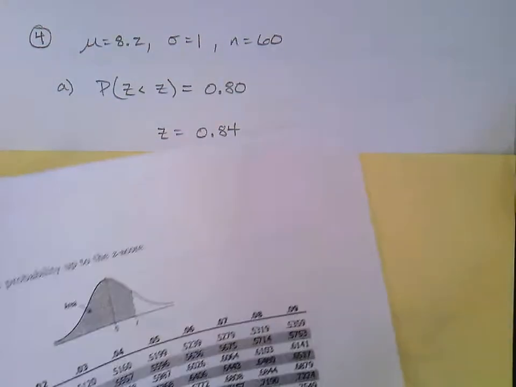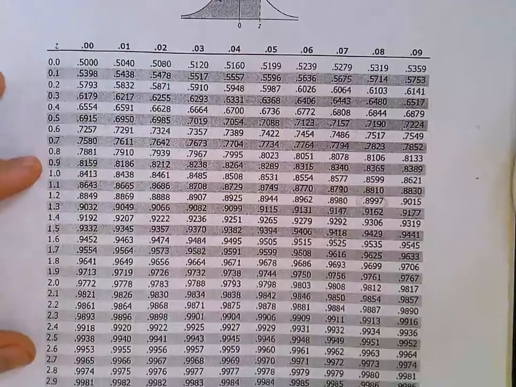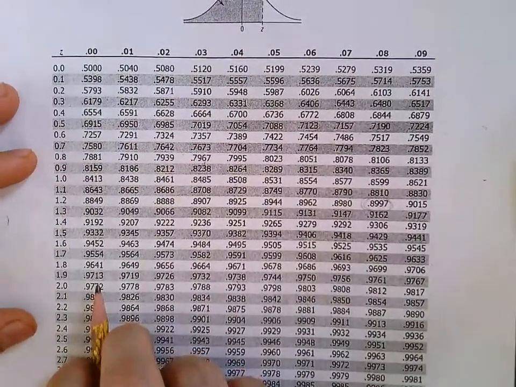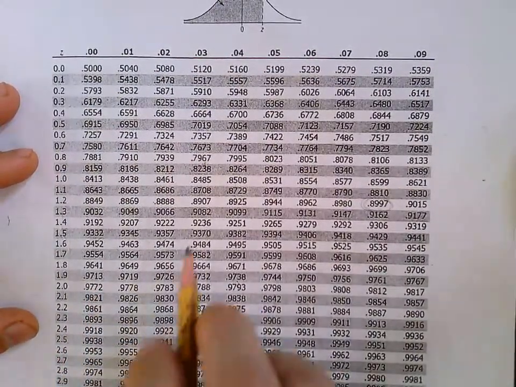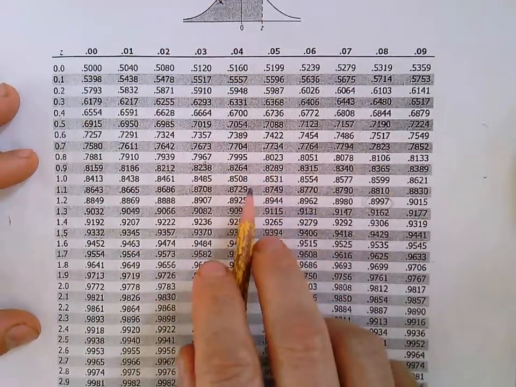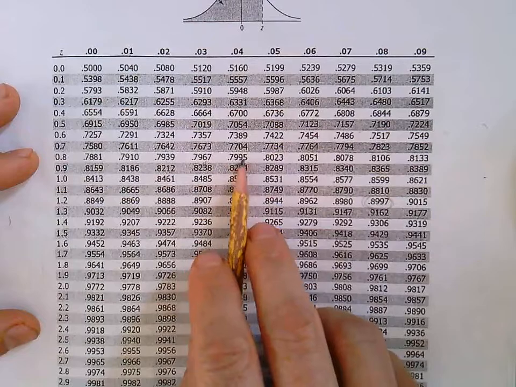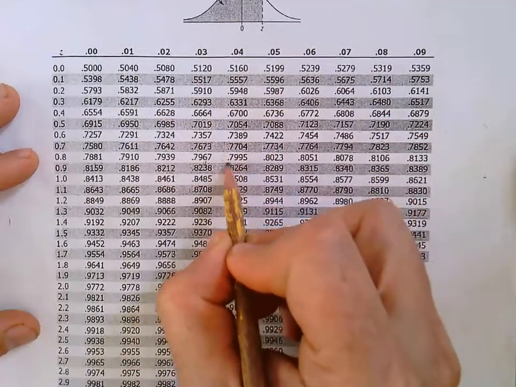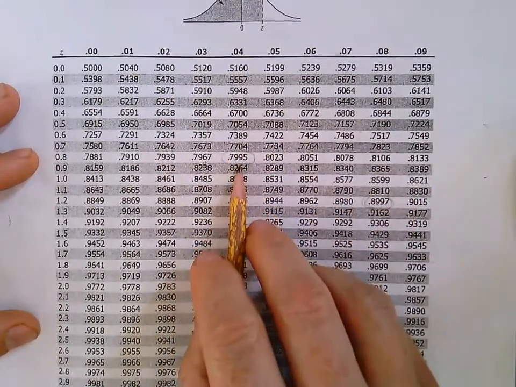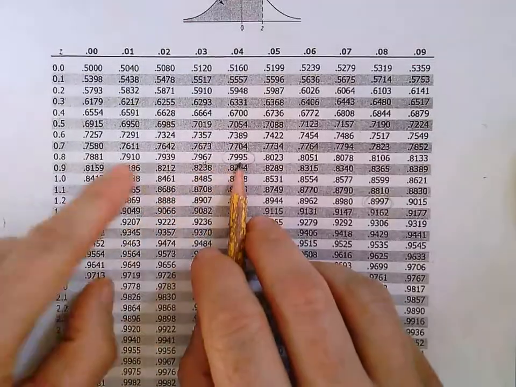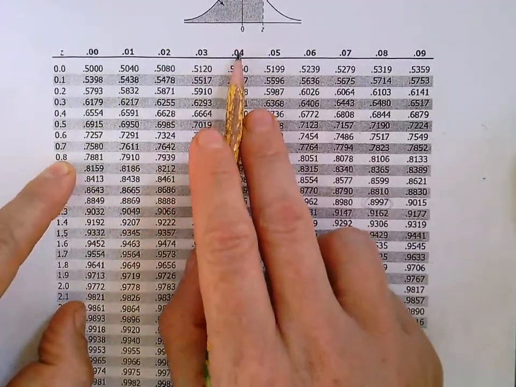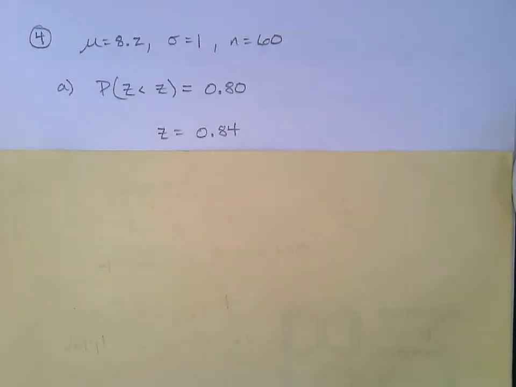Let's just maybe do that together. No harm there. If we find the closest thing we can to 0.8, we'll come into this range and say, okay, there's 0.7967. And this one right there, 0.7995. That's as close as we can get to 0.8. And guess what? That's 0.84. So there we go.